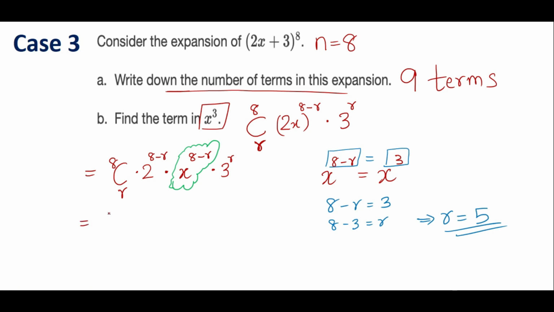So this is going to be 8C5, 2 to the power of 8 minus 5, which is going to be 3, x to the power 8 minus 5 is 3, and 3 to the power of 5. You can use your calculator to get the final answer here, which is 108864 x to the power 3.